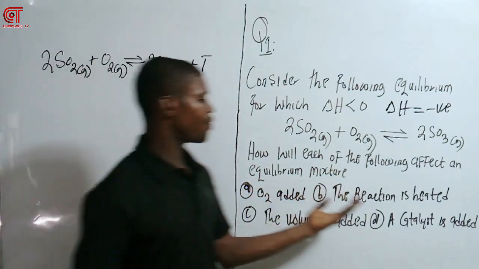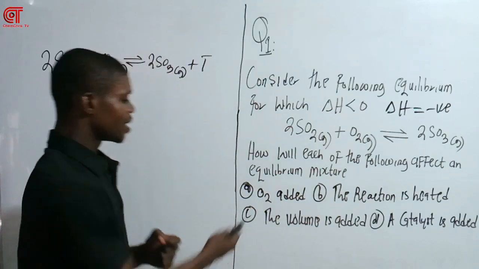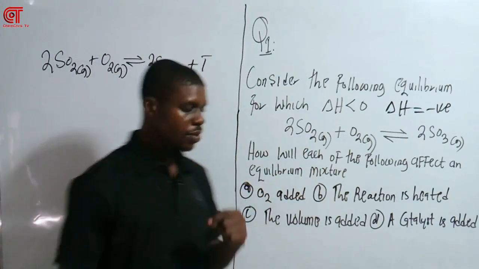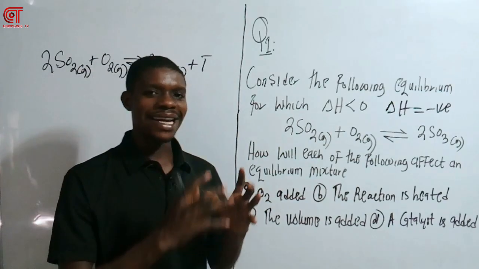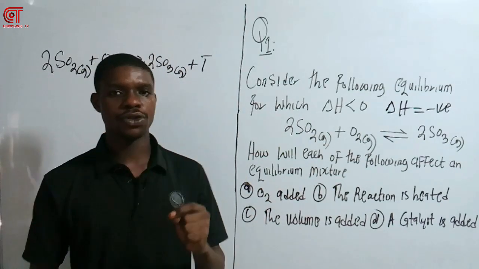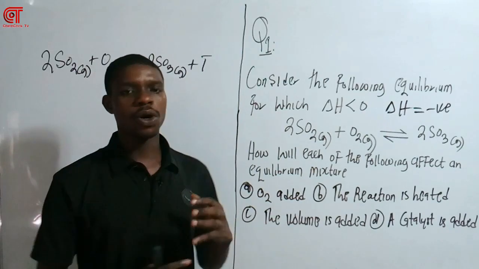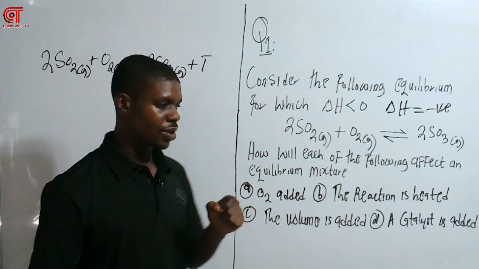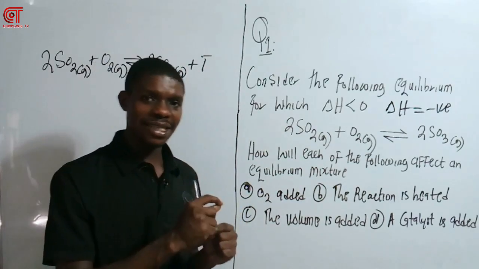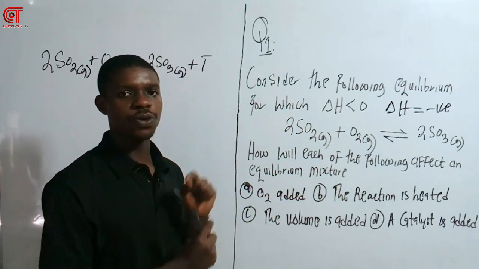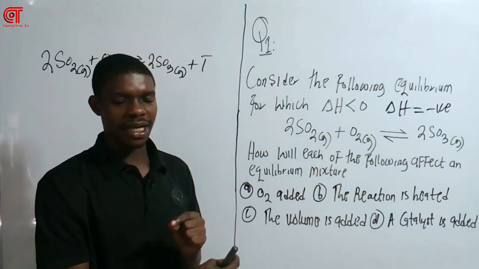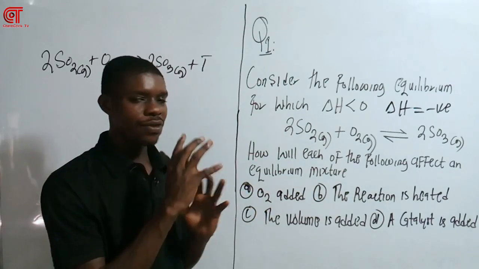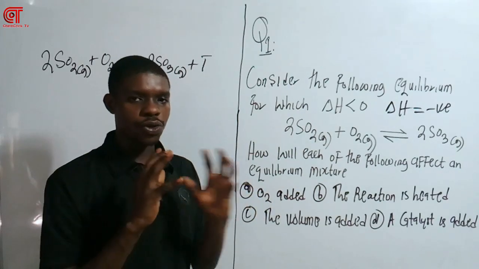So how will each of the following affect an equilibrium mixture? Here we have addition of O2, that is, O2 is added. Remember, an increase in concentration at one point will cause the reaction to move to the opposite side. When you increase the reactants, the reaction will move to the product side. The same thing applies when you increase the product: the reaction has to move to the reactant side in order for equilibrium to be attained.